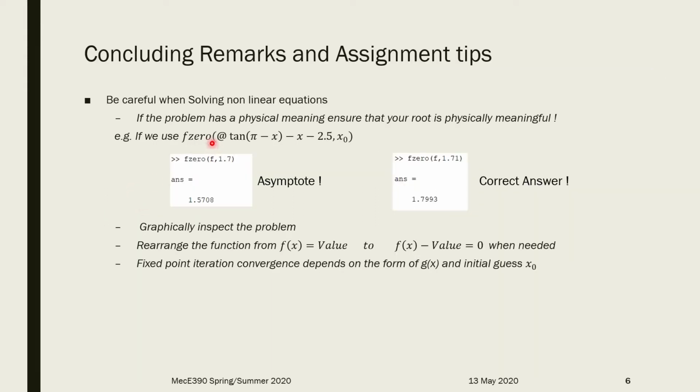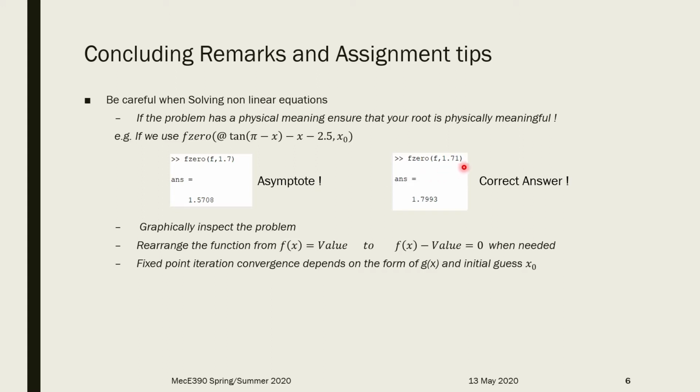So I wanted to conclude this video with some closing remarks and some tips for the assignment. So when you're dealing with solving nonlinear equations, you have to be careful. If the problem has a physical meaning, make sure that the root that you're getting is physically meaningful. For example, if we use fzero, which is the built-in MATLAB function for finding roots of nonlinear equations, for our problem, with initial guess of 1.7, you get this value, 1.571, which is pi over 2. And actually, for this particular function, pi over 2 would give you an asymptote. So it's physically meaningless.